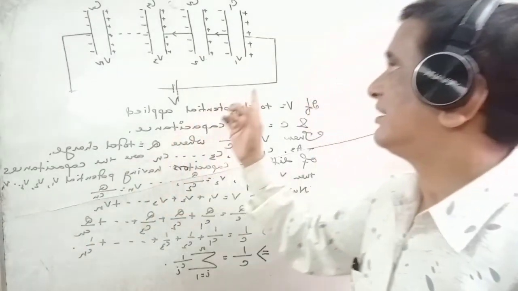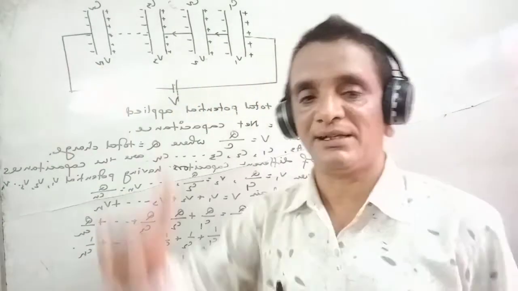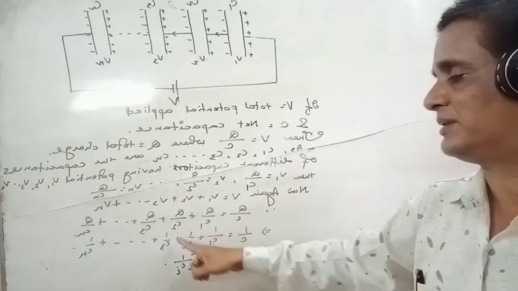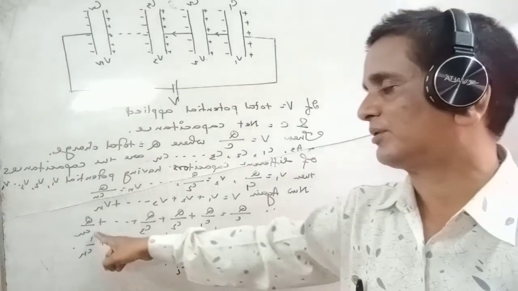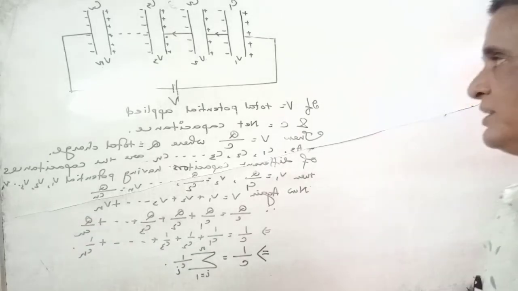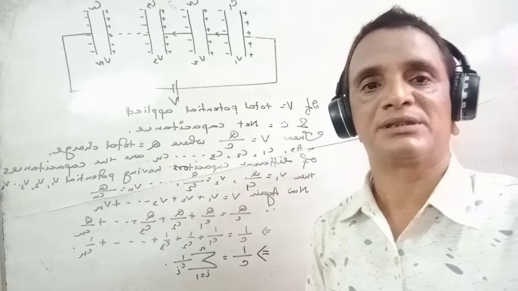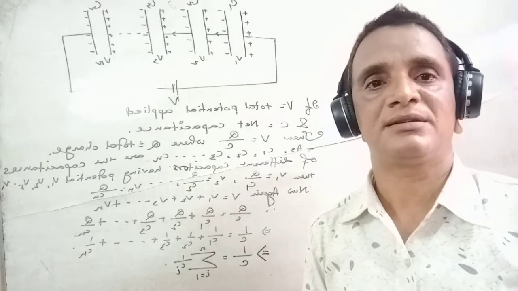In series, when the capacitors are connected in series, the difference is that 1 by C is equal to 1 by C1 plus 1 by C2 plus 1 by C3 dot dot 1 by Cn. This is about capacitances in series. Is it clear? Next we move towards the capacitance in parallel.